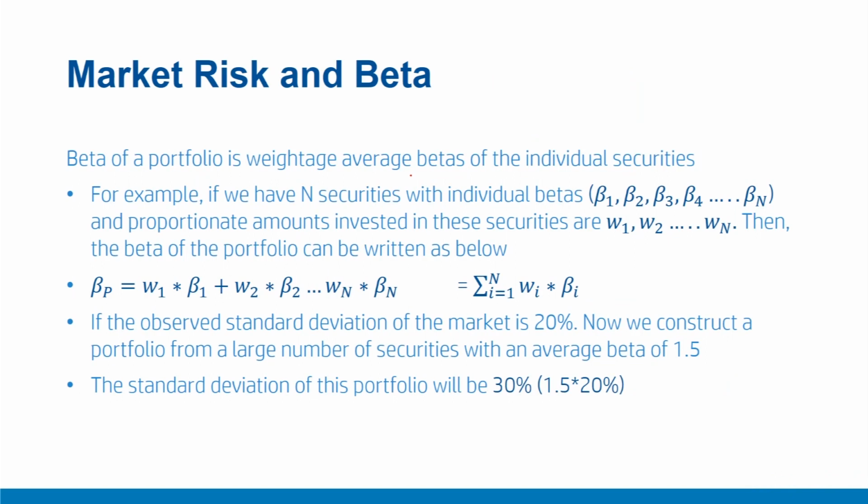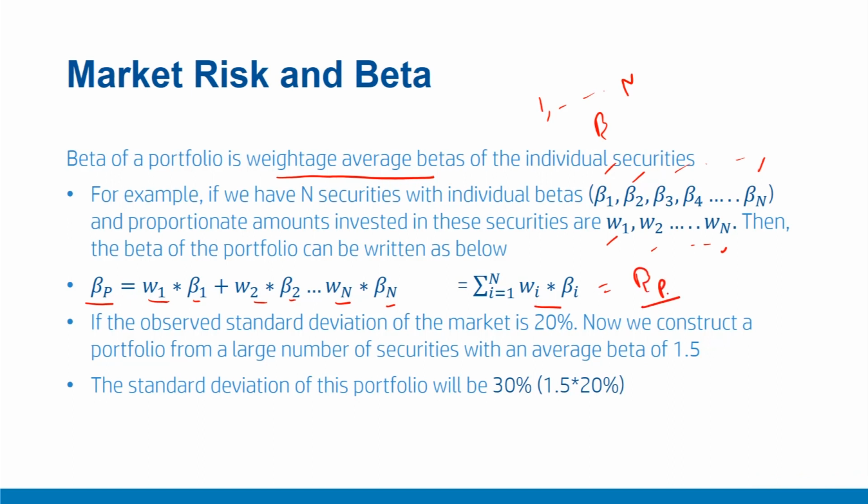What about the risk of a portfolio or beta of a portfolio? Mathematically, beta of a portfolio is the weighted average of betas of individual securities. For example, if you have an n stock portfolio, 1 to n, and individual betas are beta 1, beta 2, beta 3 and so on up till beta n, where proportionate amounts invested in these securities are W1, W2 and so on up till Wn, then the beta of the portfolio can be simply written as beta P equal to W1 beta 1, W2 beta 2 and so on up till Wn beta n. So summation Wi beta i is the beta of the portfolio.